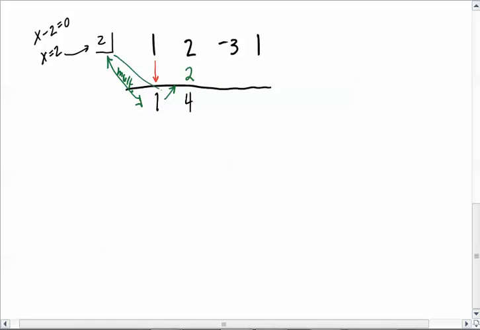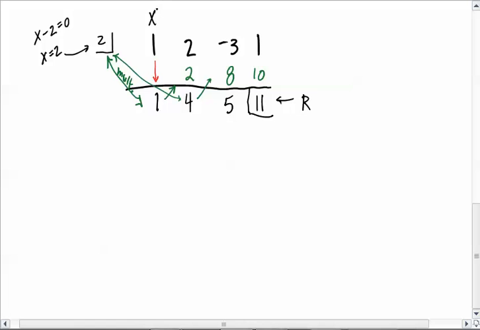Now we do it again. We're going to multiply the 2 and the 4, and we're going to place it right there. 2 times 4 is 8. Put it right here. Add the column, and we're going to get a 5. So then 2 times 5 gives me a 10. We're going to place it here, add the column, and we're going to get 11. The very last number is always my remainder. It doesn't belong to the quotient. It's just the remainder.